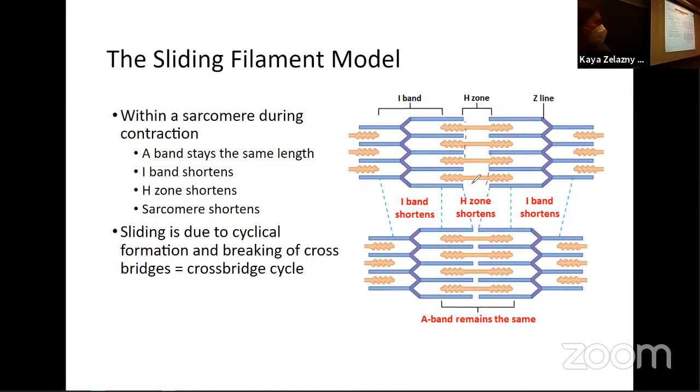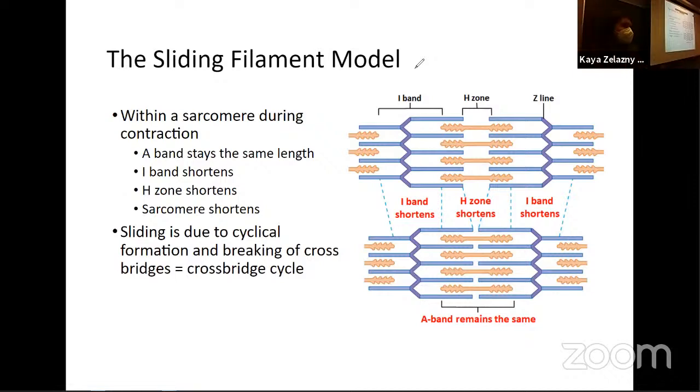But it's defined as the region where we have myosin but no actin. So as we slide these past each other, we're having more overlap here in the I band region, but we're also having more overlap in that H zone region. So the H zone is also shortened. So we have two places where we have these regions shortened. And the overall effect is that the sarcomere as a whole has shortened because of this increase in overlap.